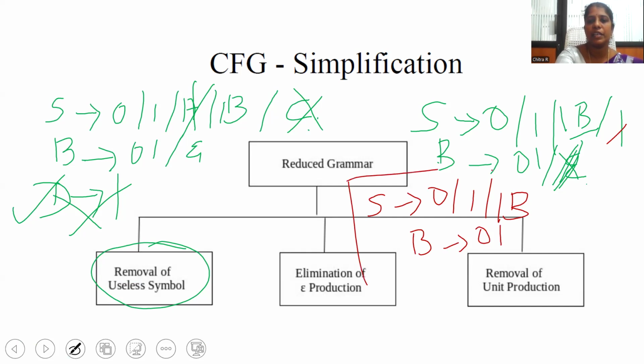After this reduction, after this simplification, you can see that all the symbols are useful. That is, here S tends to B is there. For B, I have given the terminal symbols. So anything can be derived using S and B. All the symbols used here are useful symbols, and there is no epsilon production and there are no unit productions also. Thank you.